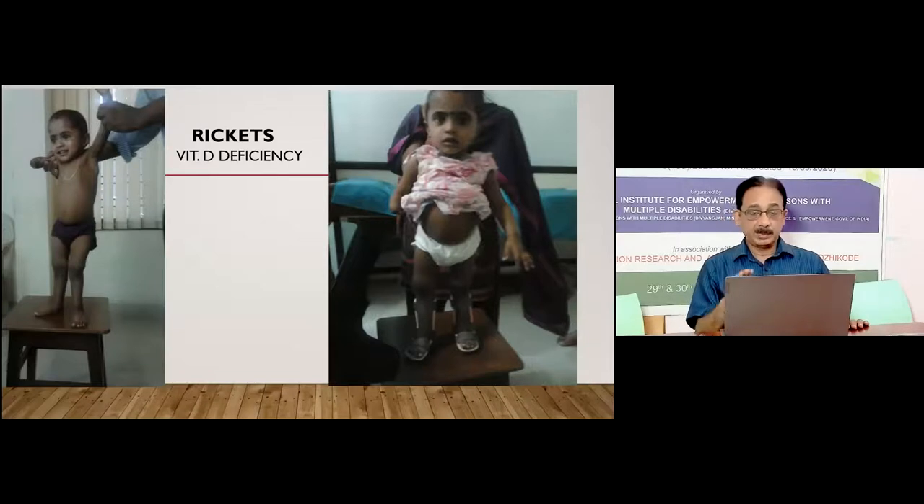So is that enough? No. The child is having a condition called rickets, which is as a result of vitamin D deficiency. Unless we treat the child with high dose vitamin D, the patient will not recover from the deformity. And once the vitamin D is given by injection or oral preparation, and with this bracing and all, the child will improve dramatically over the next few months. So that is the role of physiatrist.